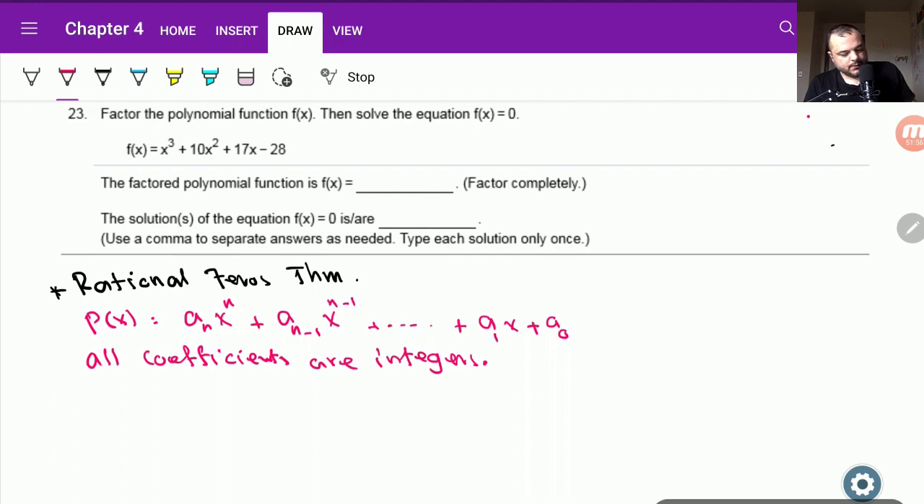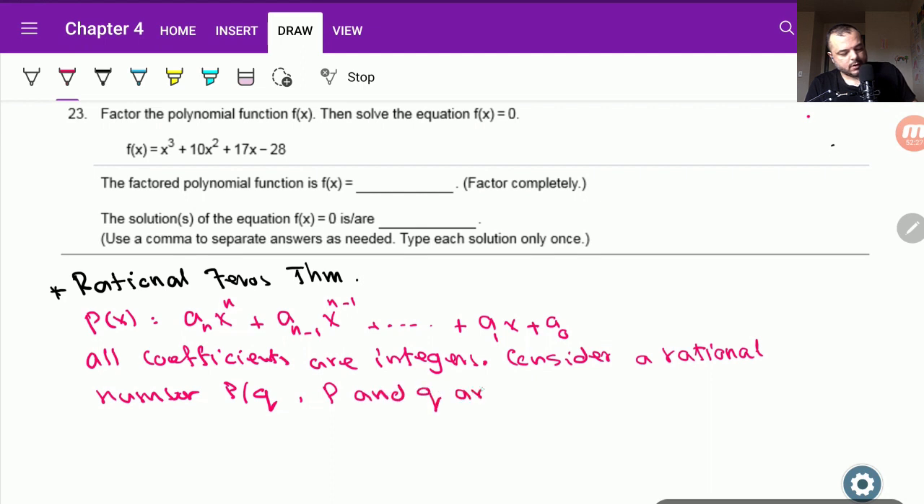Then what we're going to do is consider a rational number which is p over q. What is p? What is q? P and q are relatively prime. What does this mean? There is no common factor between p and q, okay? So you cannot say p is 3, q is 6. No, this is not going to happen, okay? The only common factor is going to be 1 and negative 1.